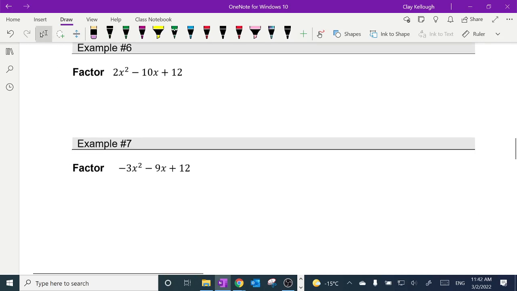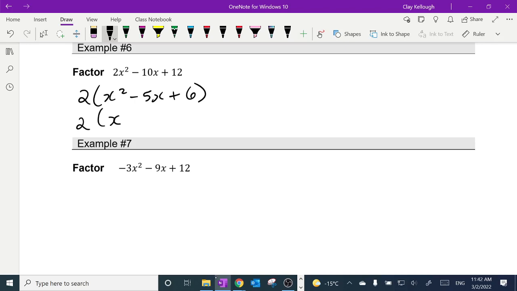Now I'm going to give you a hint on example 6. Don't forget that your first rule is always look for a common factor. So give that one a try. All right, how'd it go? Did you notice that you can take out a 2? And then that one you can factor by inspection. What two numbers times to make 6 but add to make negative 5? Negative 3 and negative 2.